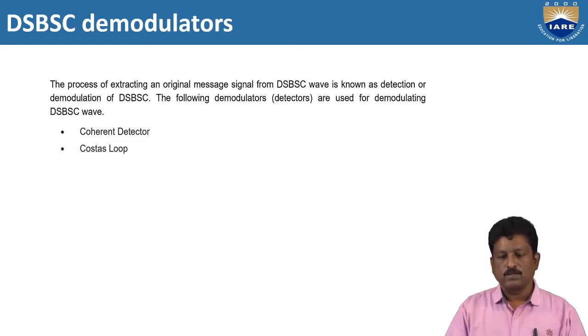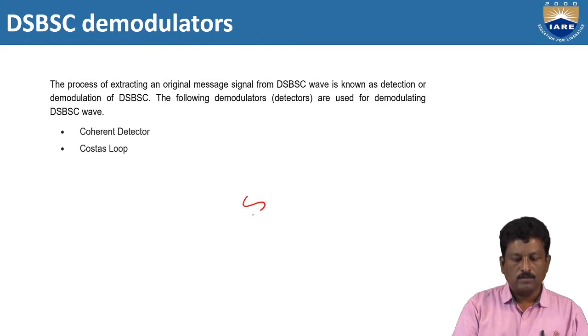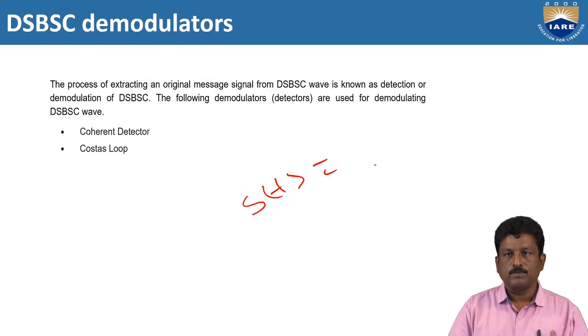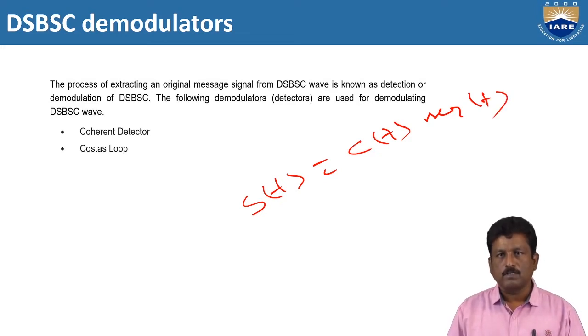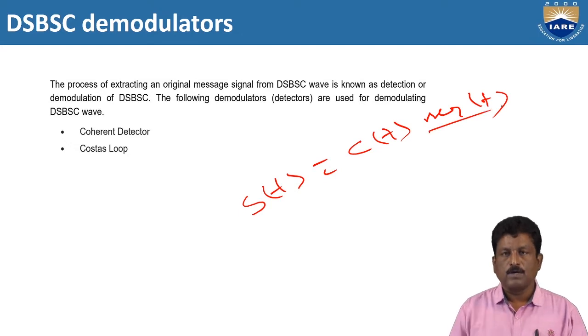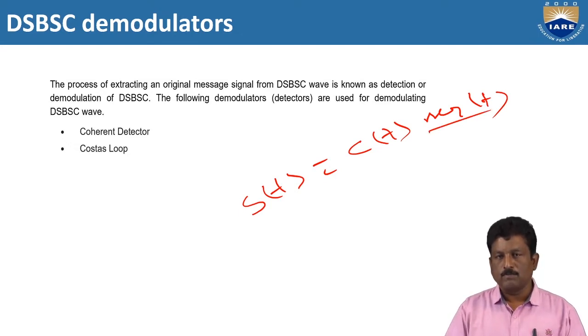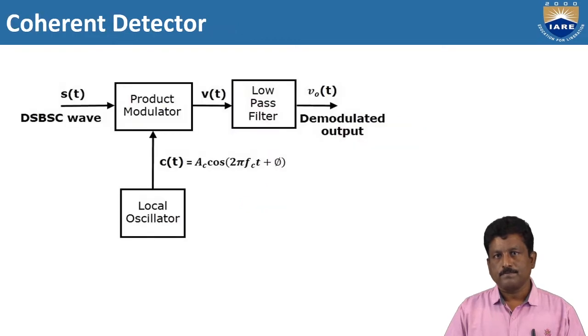So overall s(t) equals c(t) into m(t), you know that. This is our standard modulated wave, the DSBSC wave, equal to the carrier signal times the modulating signal m(t). These are the products. From this modulated wave, you have to retrieve only the original signal m(t). We will see the coherent detector and the Costas loop one by one, and the procedure for retrieving the original signal m(t).